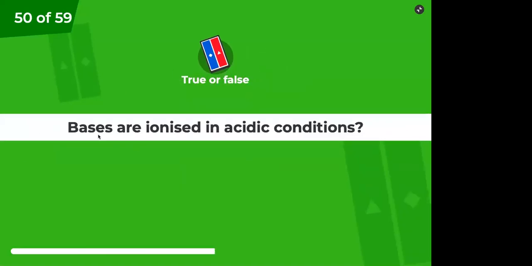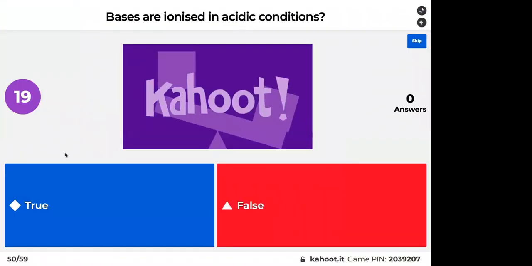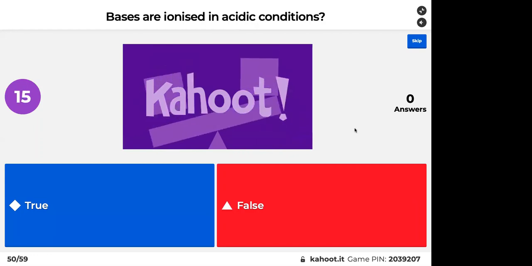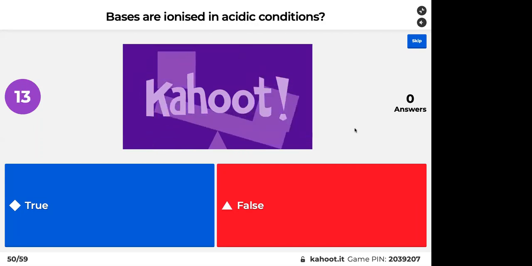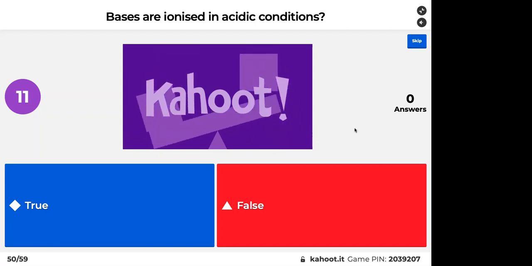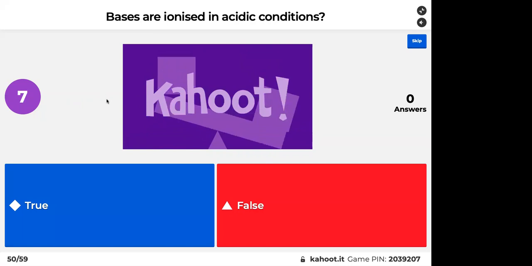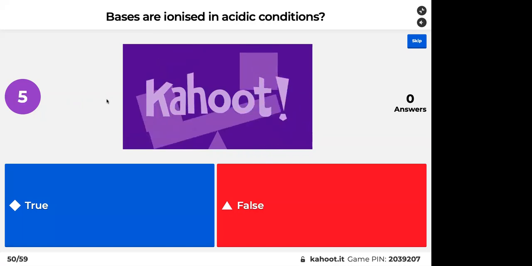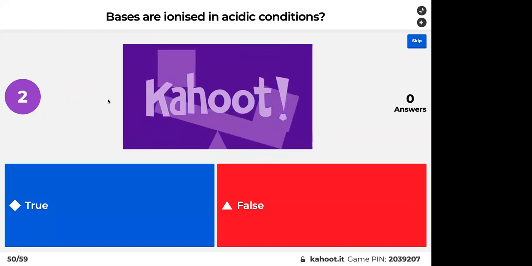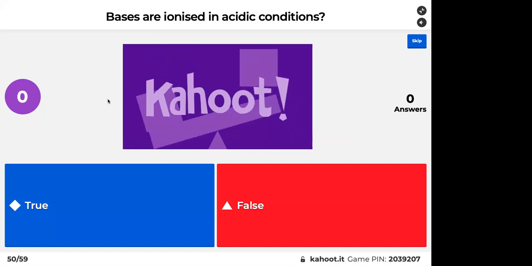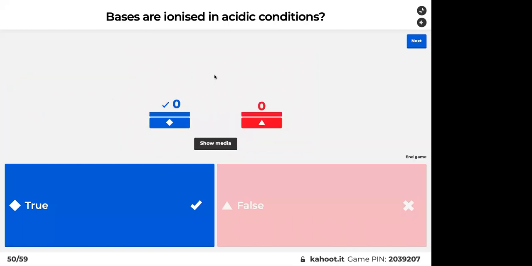And we've got one more question on pharmacokinetics. So this is, bases are ionized in acidic conditions, true or false? Hopefully everyone gets this. And yes, the answer is true. So bases are ionized in acidic conditions and acids are ionized in basic conditions.